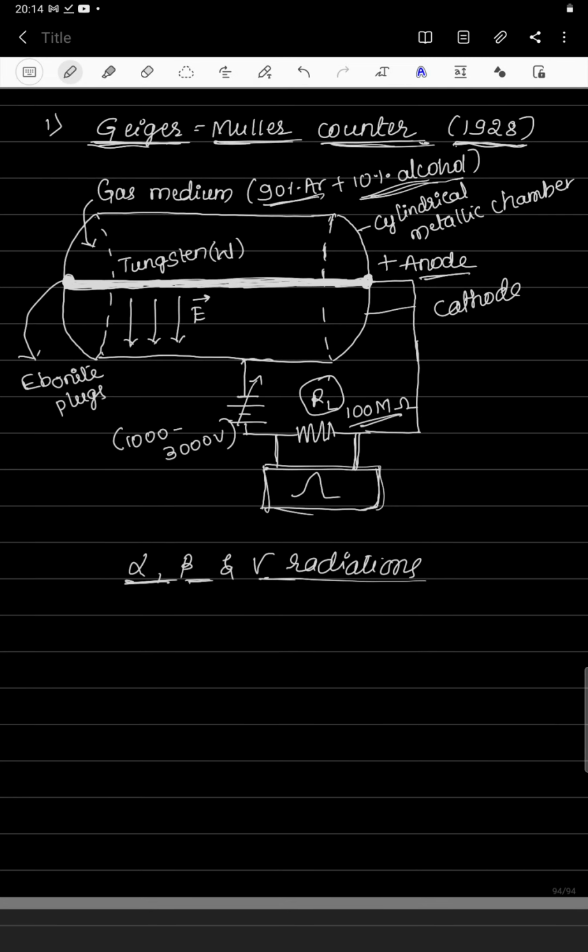Welcome students. In this class we will study nuclear detectors. So the first detector for your syllabus is the Geiger-Muller counter.